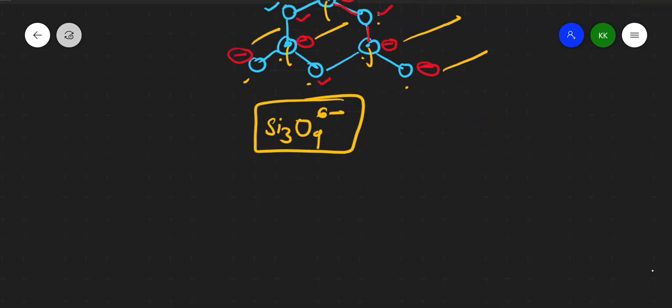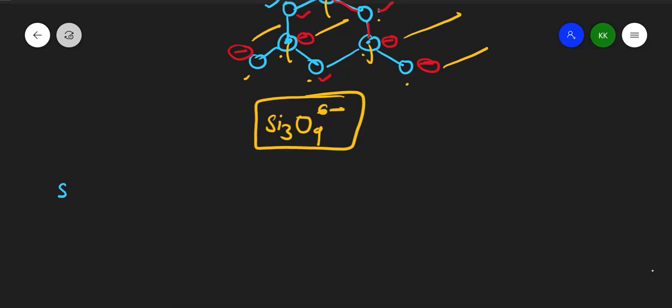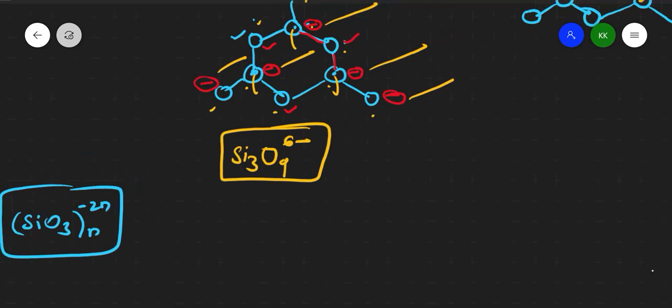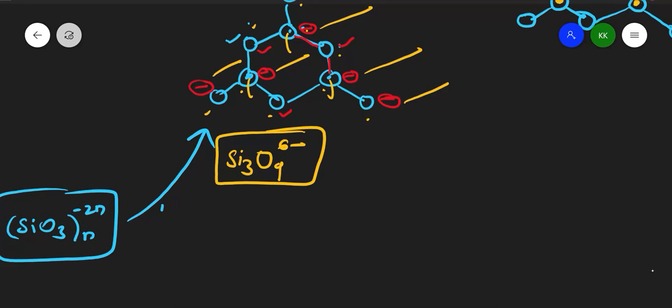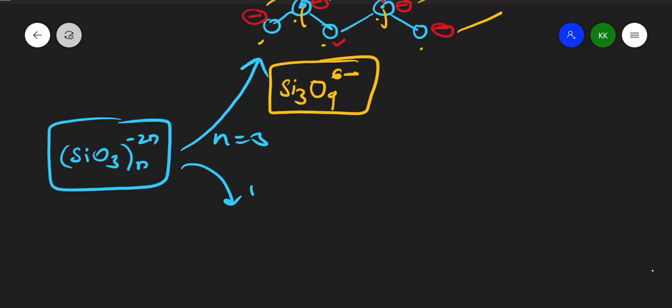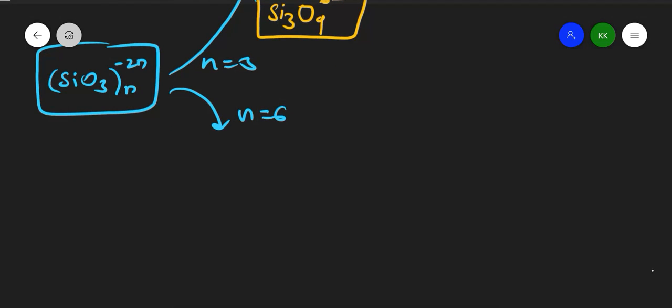Similarly, what was the formula? The formula was SiO3 n, 2n minus, however you want to write it. For n is equal to 3, we saw this one. Now let us see for n is equal to 6. What happens if n is equal to 6? What will I get?